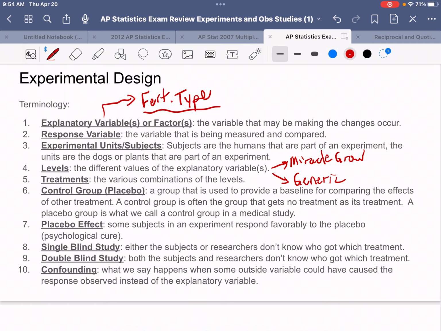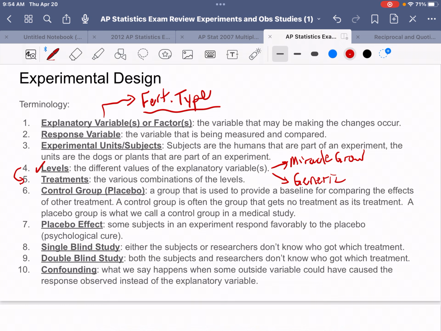Treatments. Well, sometimes the levels are the treatments, but sometimes there's more than one level and you combine them to make different treatments. We'll describe that later.